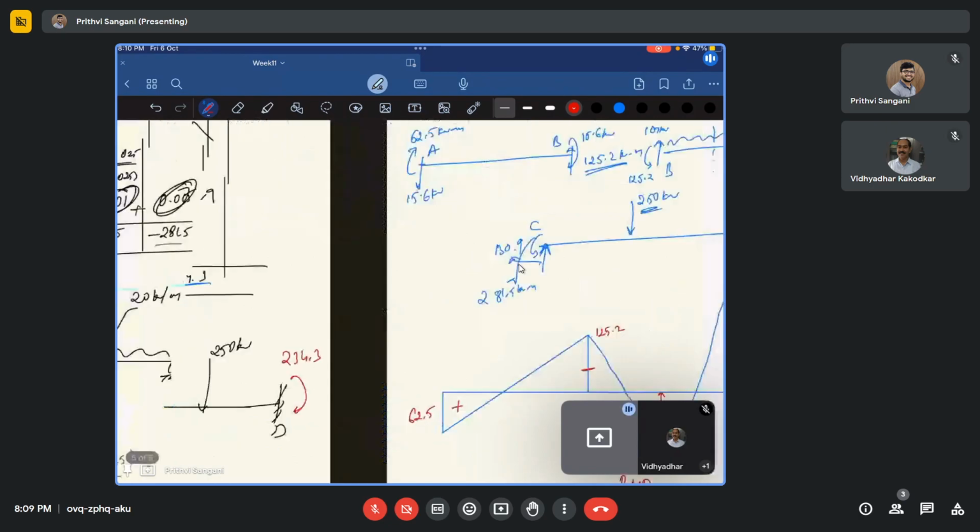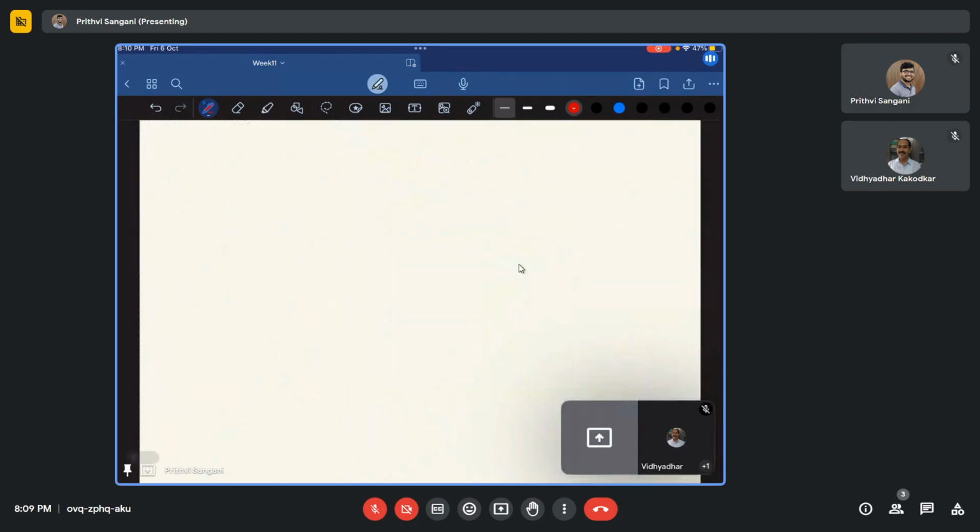So let us take one more question. In this question we'll try to solve a frame with a sway. The reason why I'm directly taking the frame with a sway is that it has all the different types of complications involved. So once we can solve this question, I think it's easy to solve any question on frames. Okay.